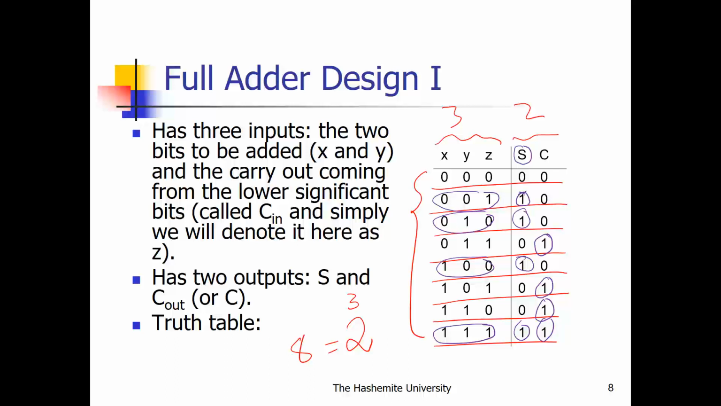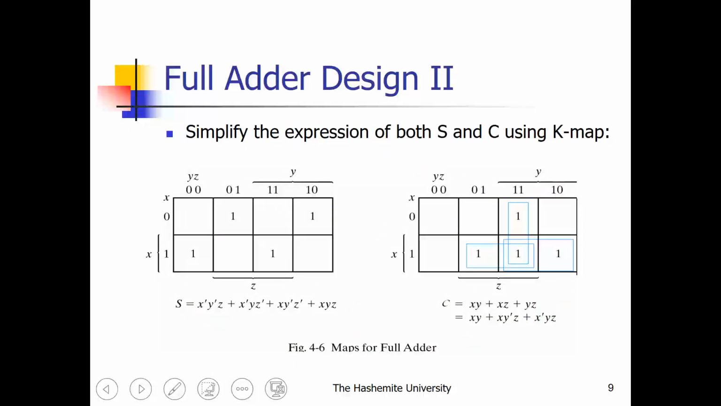We can take these two functions to the K-maps and simplify them and draw the logic, and we end up with this K-map. So this is the sum here. And in this case, notice how these ones are distributed in such a way that they are not neighbors to each other, and they cannot be simplified.